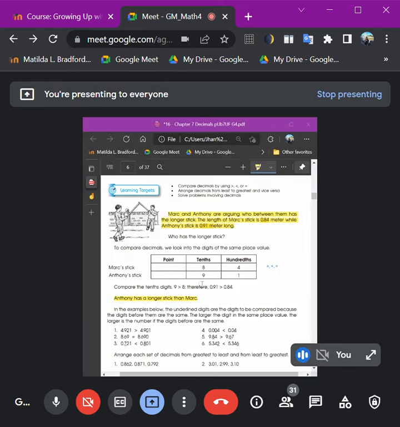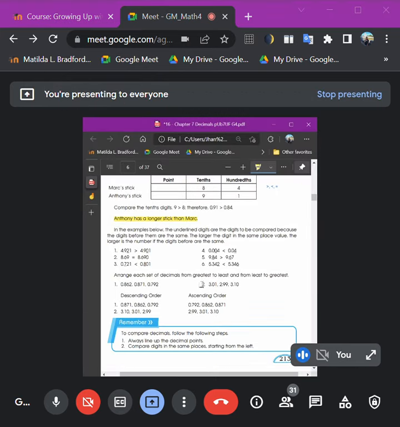So you can see here the examples, class. Like this one: 4 and 921 thousandths is greater than 4 and 901 thousandths. They have the same tens place, but for the hundredths place, 2 is greater than 1. So we can immediately see which one is greater.